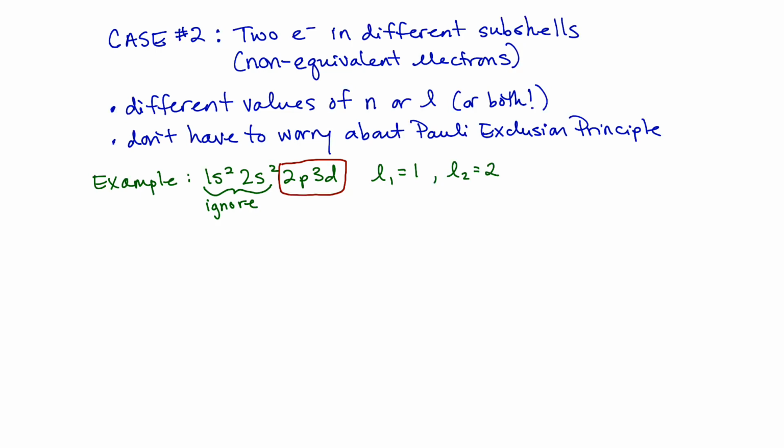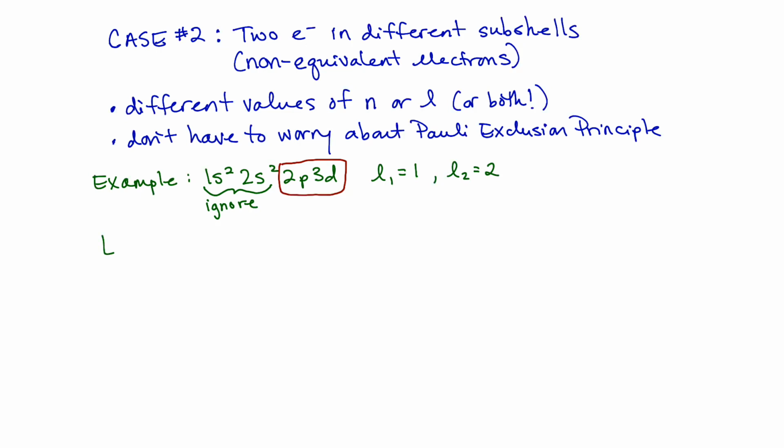Okay, so remember those values are coming from the type of orbital that your electron is in. Okay, so this 1 right here is coming from the fact that the numerical equivalent of a p orbital is l equals 1. This value here comes from the fact that we have a d orbital. Remember the numerical equivalent of l for a d orbital is 2. Okay, so now we just apply our Clebsch-Gordan series to our system.